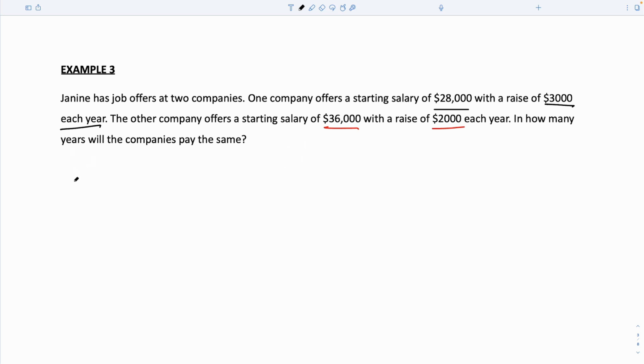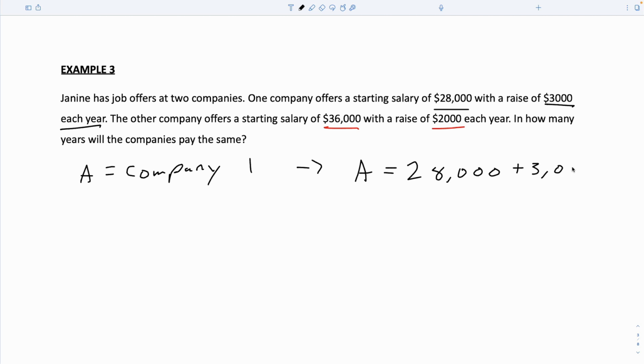So one company we'll call A, company 1. And let's make an equation for A. A's salary is going to be 28,000 as your starting point. That number does not multiply by anything. That starts at 28,000. But then there's a raise, and Colby said it's going to increase by 3,000 for every single year. Let's make X the year.